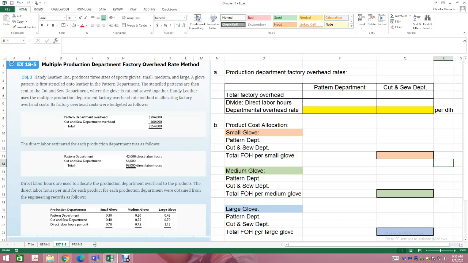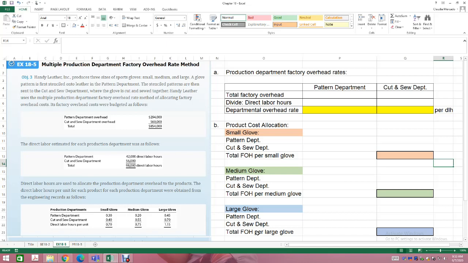So we have the pattern department overhead at $294,000. We have the cut and sew department overhead at $560,000. The total is $854,000. The direct labor estimated for each production department was as follows. The pattern department, 42,000 direct labor hours. The cut and sew department, 56,000 direct labor hours. The total is 98,000 direct labor hours.